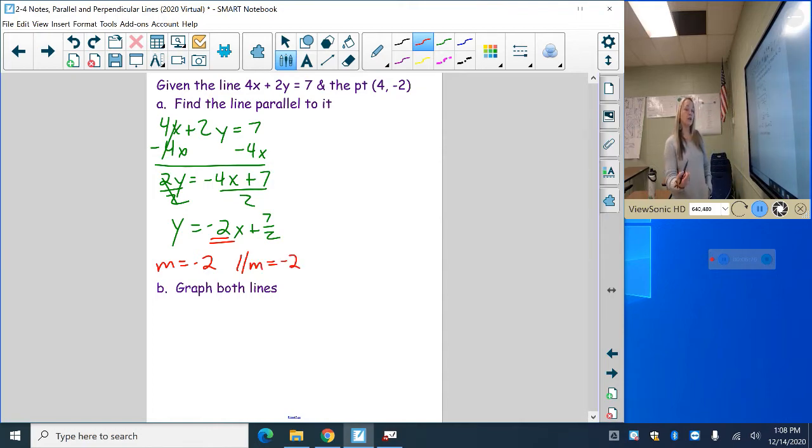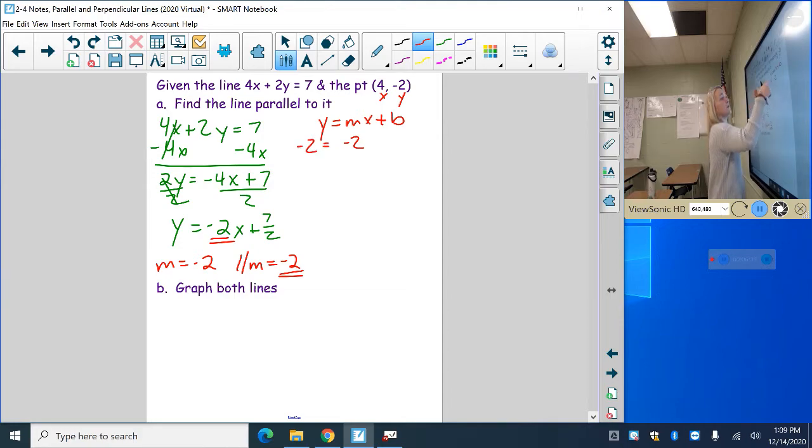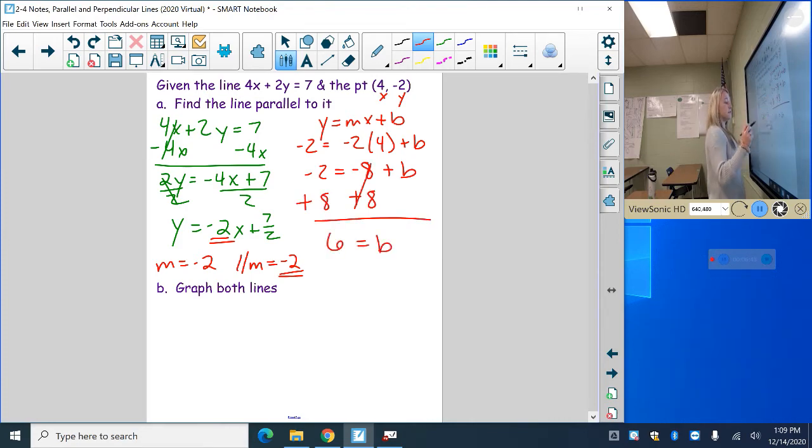So for my new equation, I'm going to use -2 as my slope. So I have y equals mx plus b for my new equation. I'm going to take my -2 for my slope, take my point that it goes through, x and y. I have -2 equals -2 times 4 plus b. -2 equals -8 plus b. I'm going to add 8 to both sides. So I have 6 equals b. So the equation of my new line has slope -2 and y-intercept of 6. So it's y equals -2x plus 6.